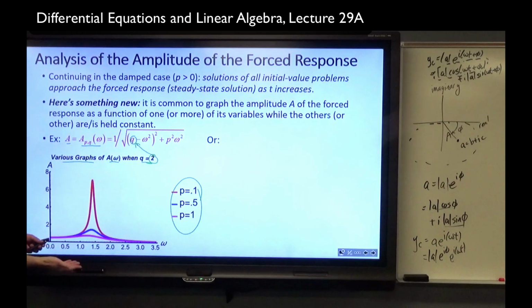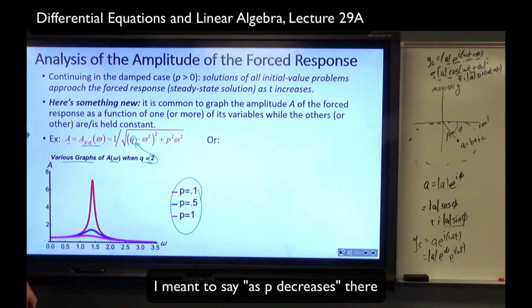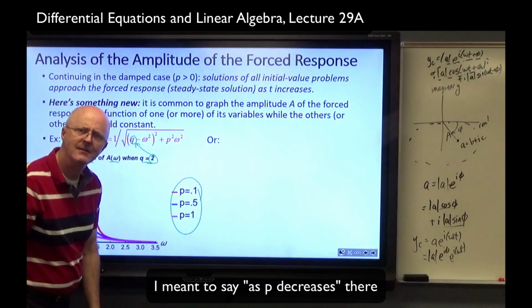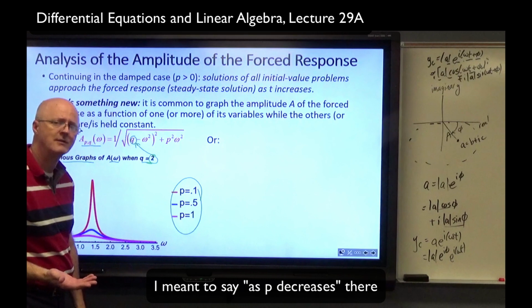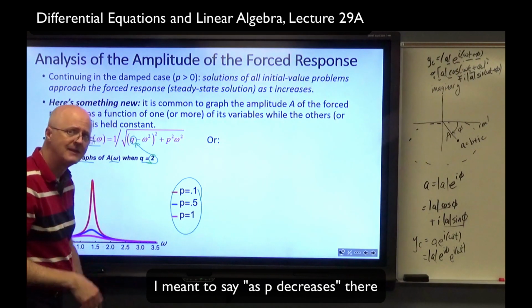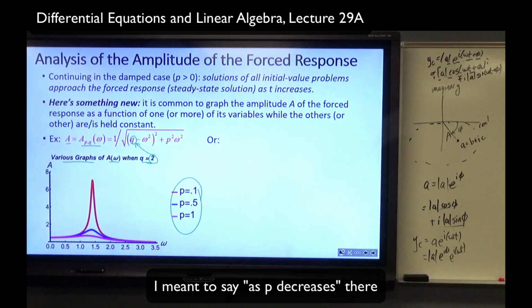It's more interesting to think about what happens as p decreases. Its maximum height is going up. And what would that mean for a mass on a spring, for example? Or any other situation where you've got a forced harmonic oscillator. We will think about the practical implications of that here in a minute.